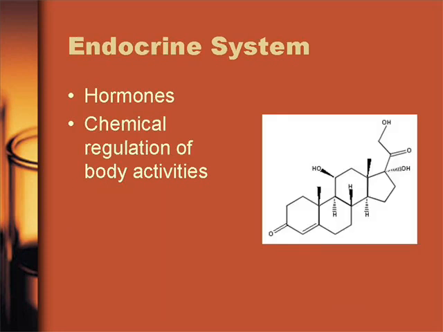Now, your endocrine system consists of hormones. Hormones, of course, chemically regulate body activities. Now, most people, when they think of hormones, think of the two main sex hormones, estrogen and testosterone. So, of course, that would relate to your reproductive system. However, there are tons of other hormones in your body that are not sex hormones, and they can be related to almost any other system.